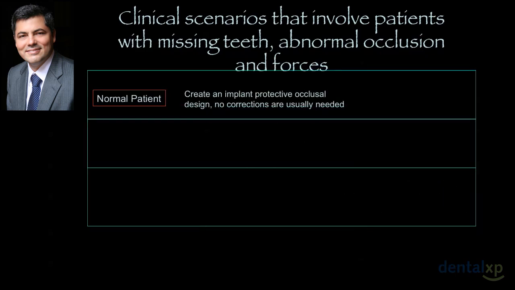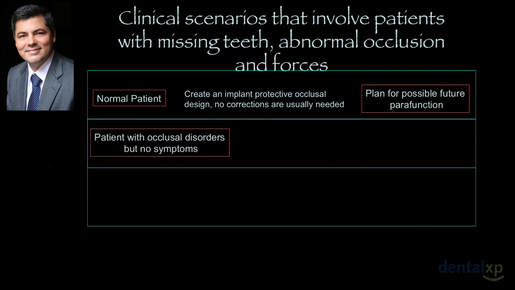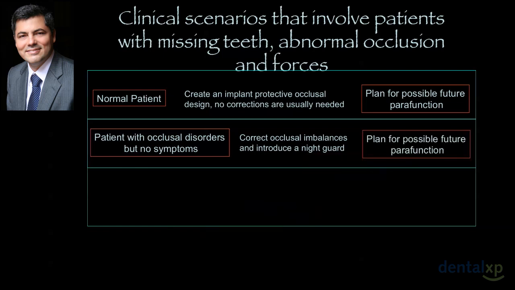So again, that normal patient, when treated by you, consider the possibility of creating an implant protective occlusal design. You don't usually have to do any kind of correction to this patient, but it's very important to try to build restorations that are keeping in mind the fact that in the future, parafunction could be a reality. So plan for possible future parafunction when doing your dental work. The patient with occlusal disorders and no symptoms, it's important that during the dentistry try to correct those occlusal imbalances, and hopefully introduce an eye guard as a protective mechanism. So again, you are planning for possible future parafunction.